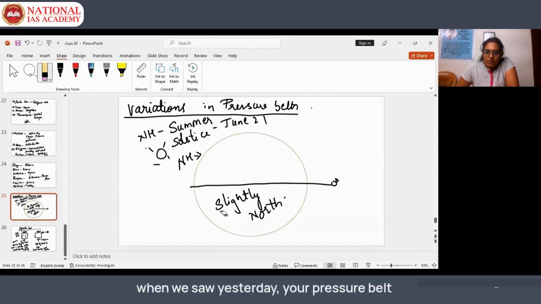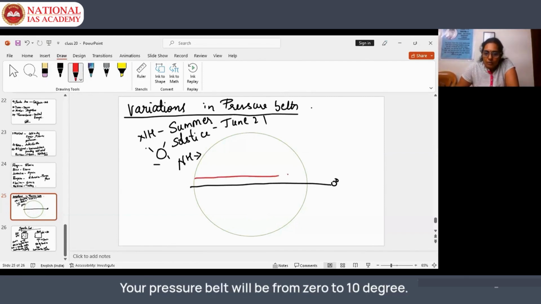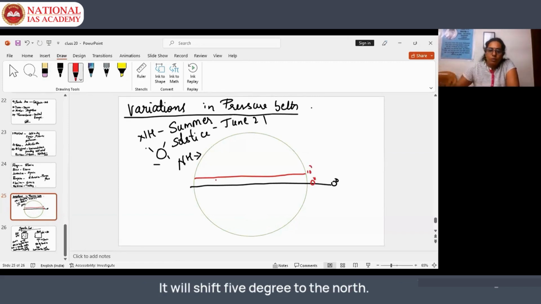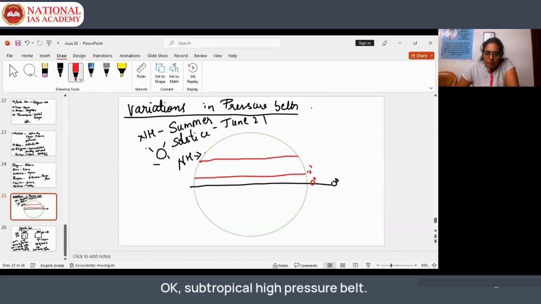Ideally, what we saw yesterday, your equatorial low pressure belt was from 5 degree north to 5 degree south. But under this condition, what will happen? Your pressure belt will be from 0 to 10 degree. It will shift 5 degree to the north. Then your subtropical high pressure belt had to start from 25 degree, now it will start from 30 degree and extend to 40 degree.